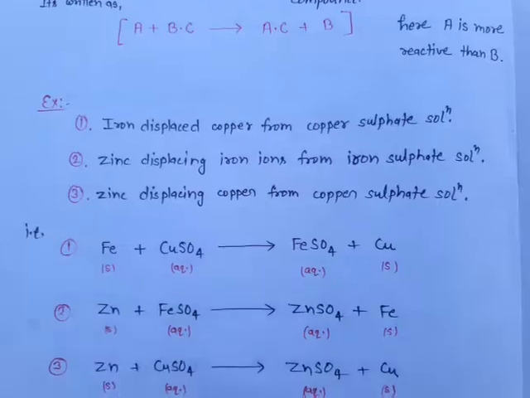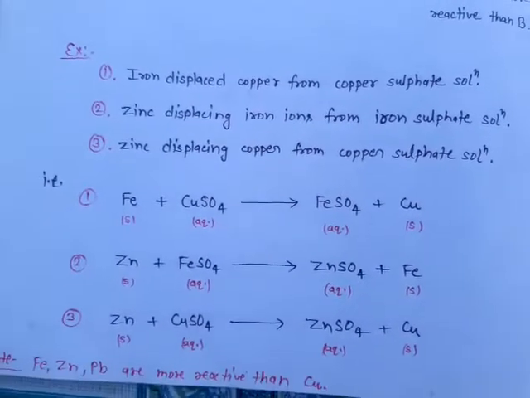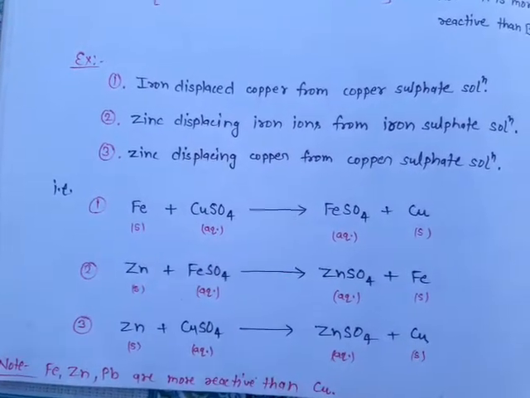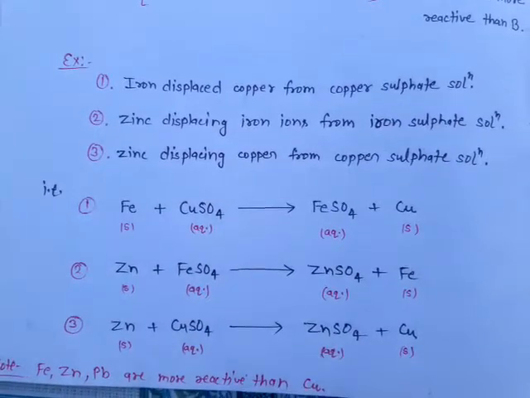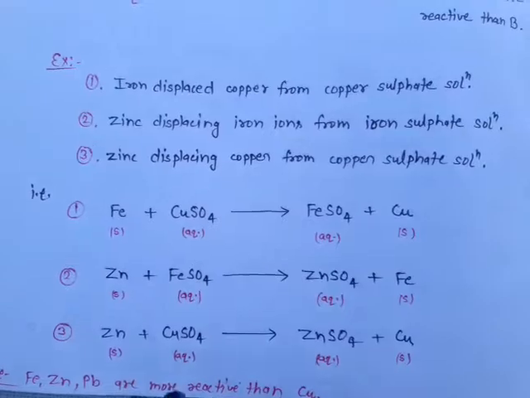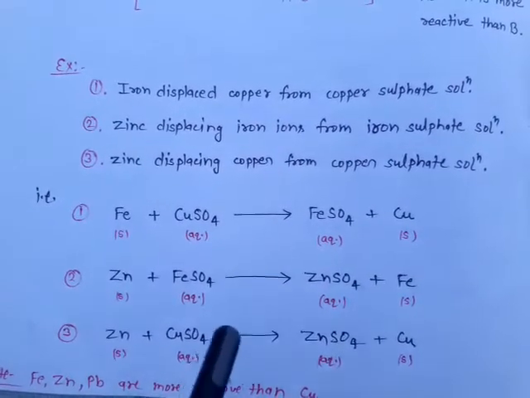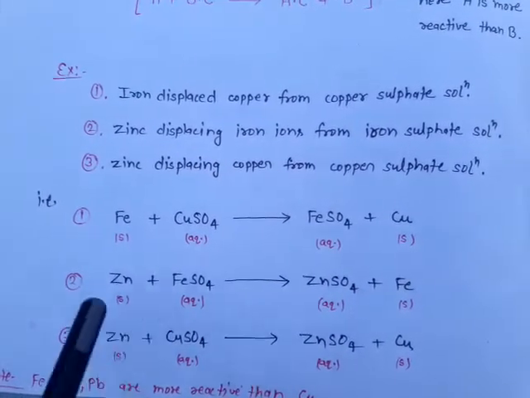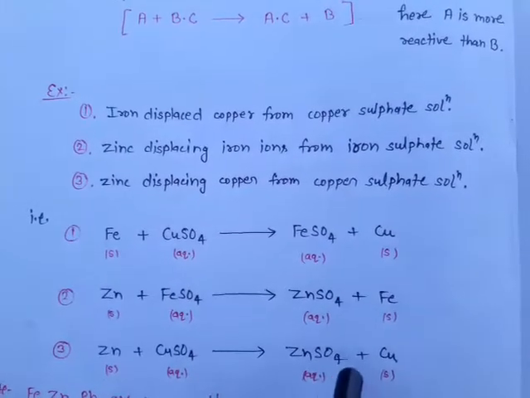From the above examples, it is clear that iron, zinc and lead are more reactive than copper. That means copper is less reactive than these. Why do we understand this? We study this in the reactivity series in chapter 3.